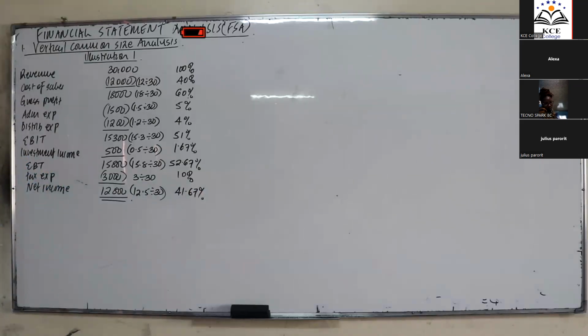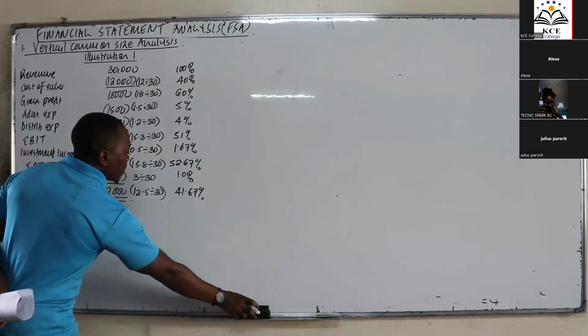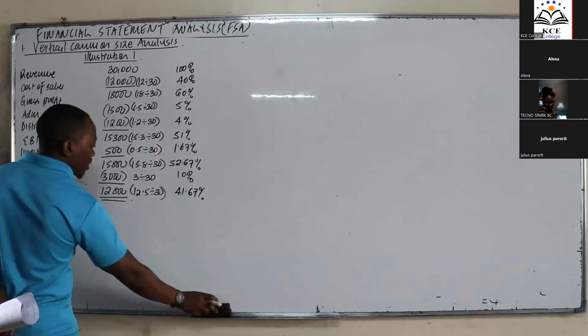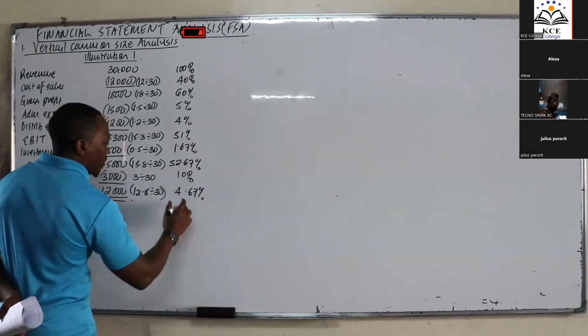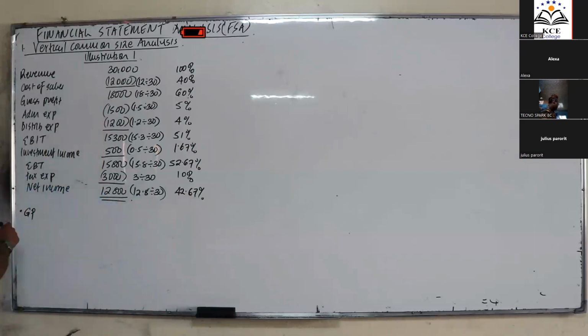So now, how can you interpret that? When you're interpreting, we have three major elements you factor. One being the gross profit. Also, you look at the operating profit. Operating profit, which is the earnings before interest and tax, and then the net profit. Those are the key elements you factor when you're doing the analysis.